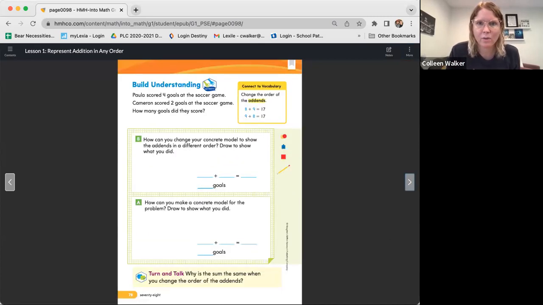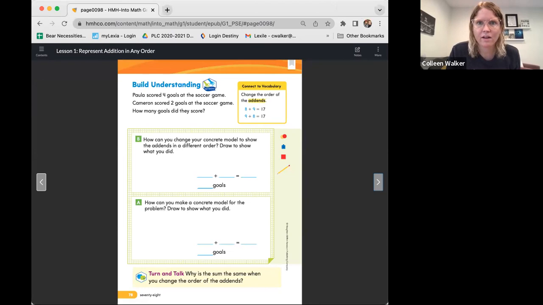So here we go. Let me get my little annotation tool. There we go. All righty. So let's go ahead and read this first problem. It says Paula scored 4 goals at the soccer game. Cameron scored 2 goals at the soccer game. How many goals did they score?